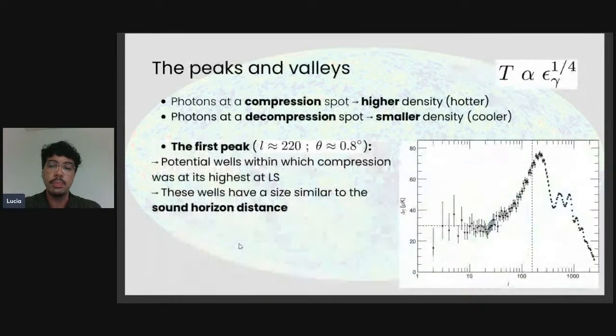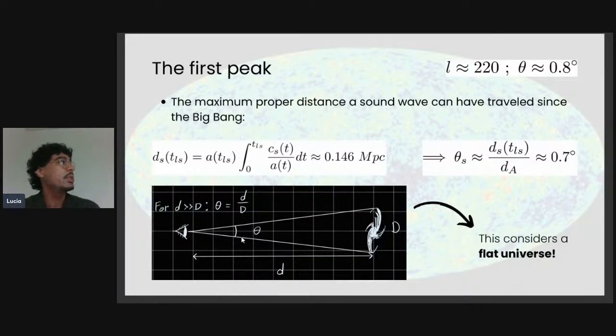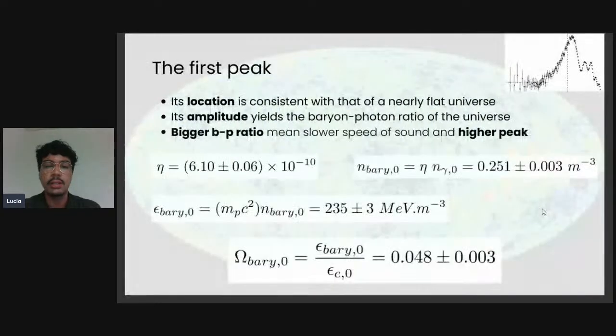And so the peak, if it were larger, the peak would be to the left. And if the universe was negatively curved, this angle would be smaller, so the peak would be to the right. So what the position of this peak is telling me is that the universe is flat or nearly flat, really close to being flat. And on top of that, we can see that the amplitude of this peak is related to the sound speed in the plasma.